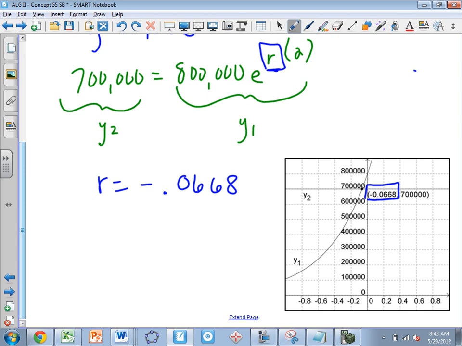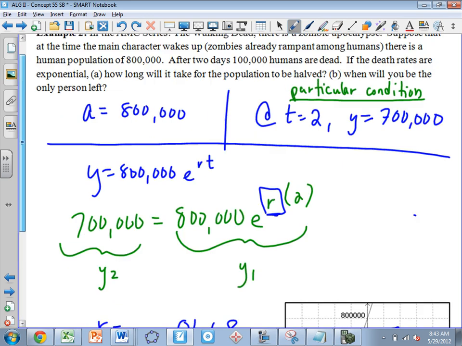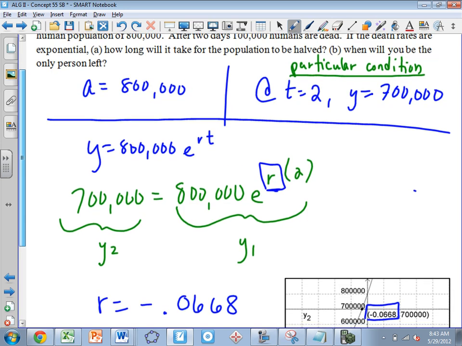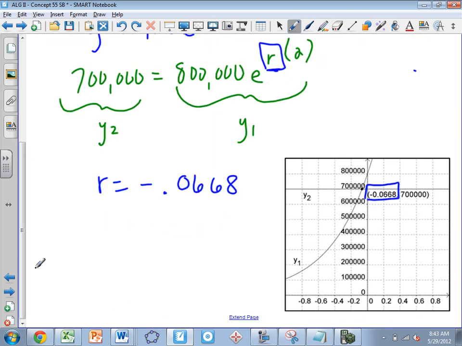So because of that, we know the rate. Let's go to part A now. Well, that was before part A. That wasn't even part A yet. That was just the beginning part. We want to know for part A how long will it take for the population to be halved?